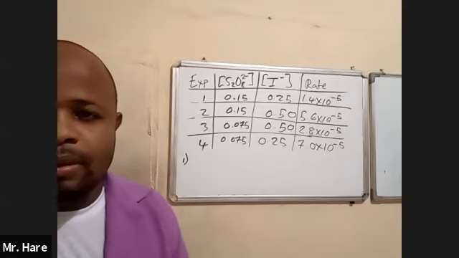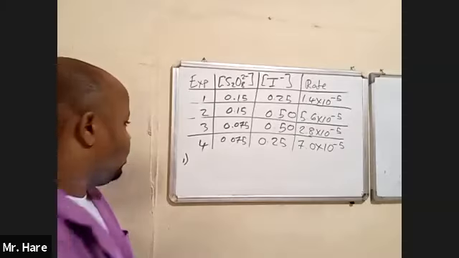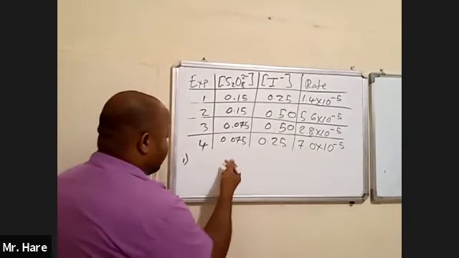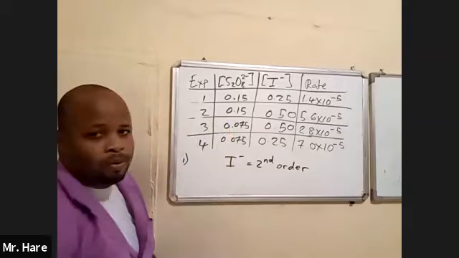I think it's 1. Sir, iodine is second order. All right, so somebody said I minus, iodine is second order. And what about S2O8? First order. I think it's first order. All right.